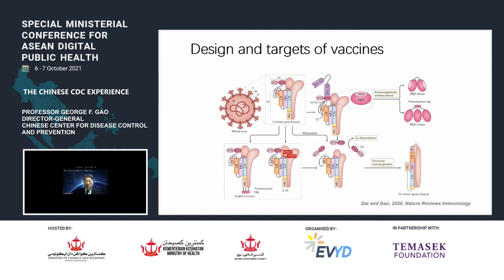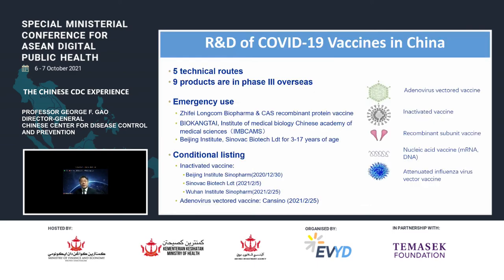It's used at the moment in China, developed with Zhifei Longcom, biopharmaceutical companies. And of course, you have the modified S protein. So in general, this is the whole strategy for vaccine development. In China at the moment, like I mentioned, we have five technical routes and nine products. Seven of them are already in clinical use, and we still have some in clinical trials.